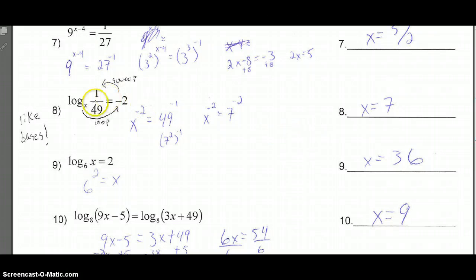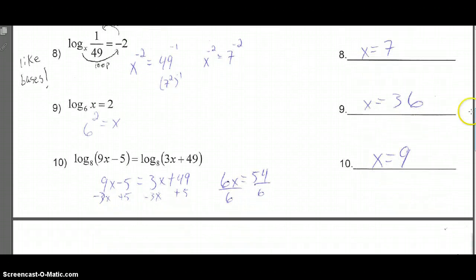Number 8, loop, swoop, so x to the negative 2 equals 1 over 49. Well, 1 over 49 is the same as 49 to the negative first. Then change the base to be 7 squared. So if I get x to the negative 2 equals 7 to the negative 2, the only way that's true is if x is equal to 7. Number 9, loop and swoop, 6 squared equals x, so x equals 36.